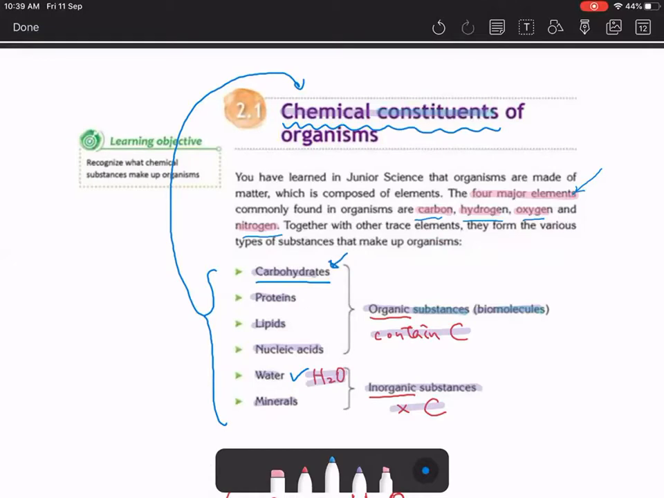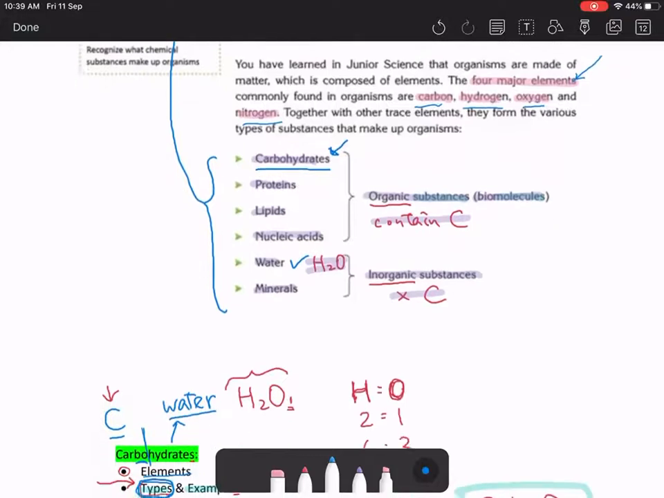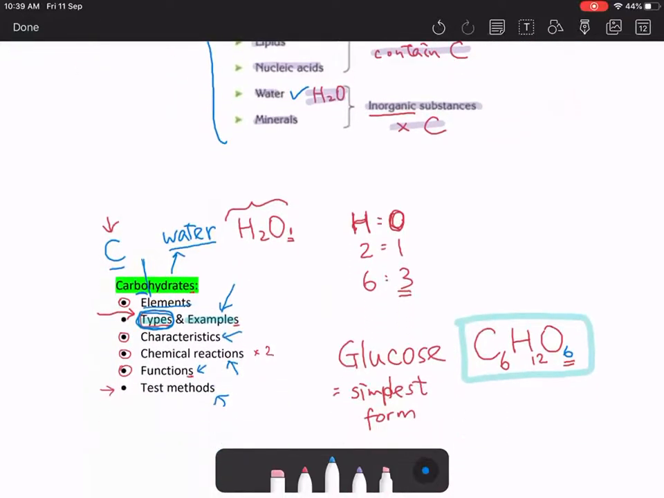We just finished one group of them, and next you have to learn in the carbohydrates what elements form them. Here, the CHNO, okay? And then you have to remember glucose, C6H12O6. Okay, you have learned types. 1 glucose, monosaccharide. 2 glucose, disaccharide. Many glucose, polysaccharide. Okay, and then we have learned examples.